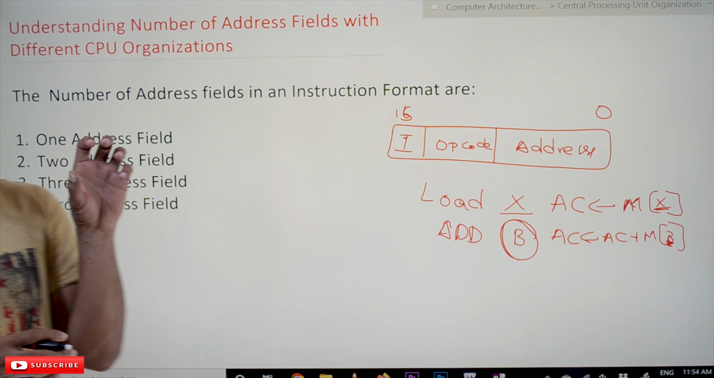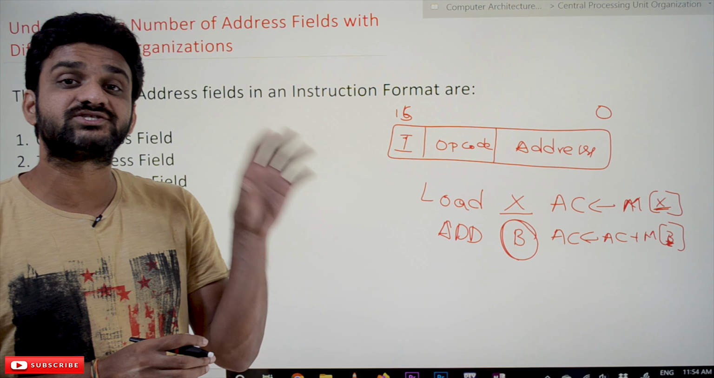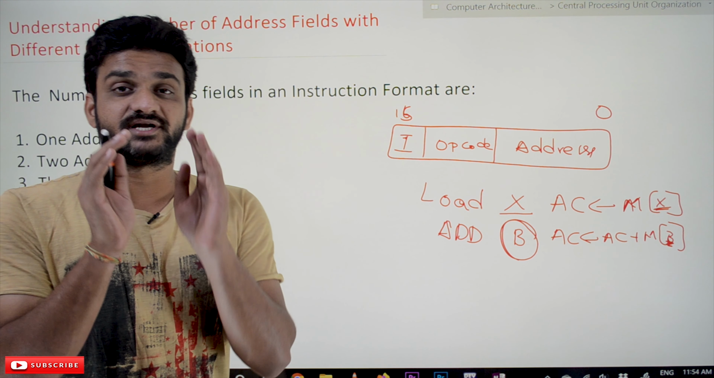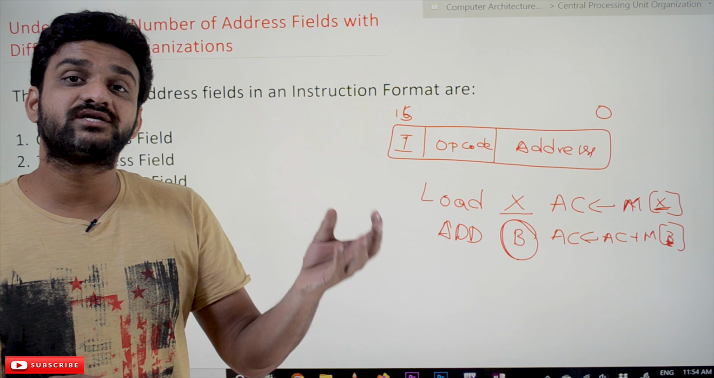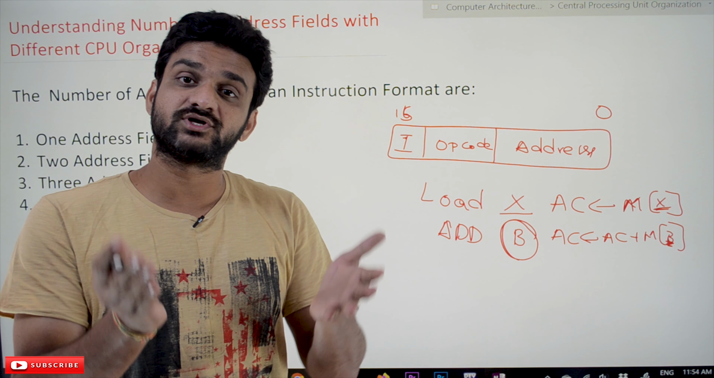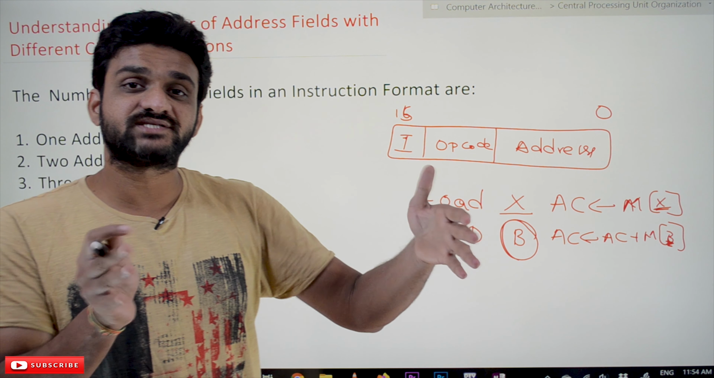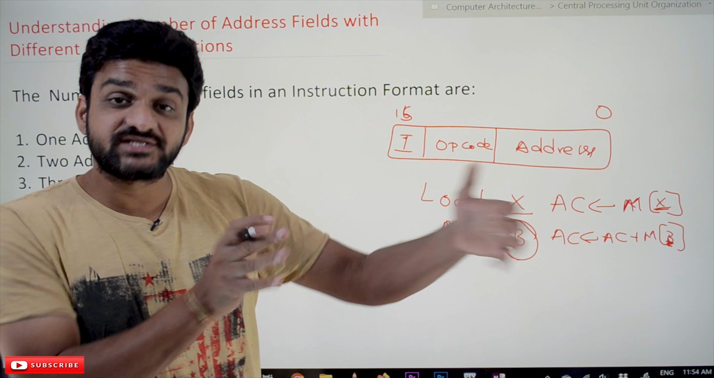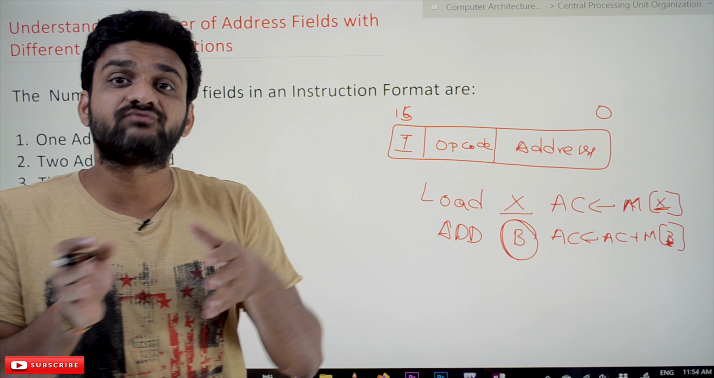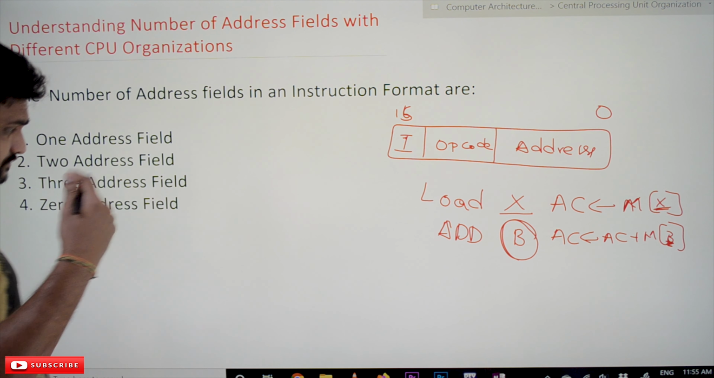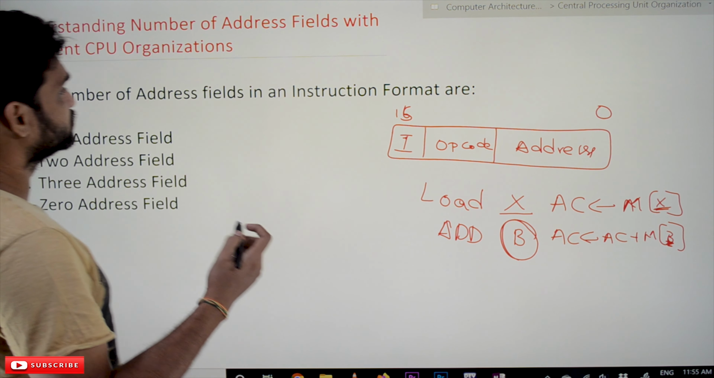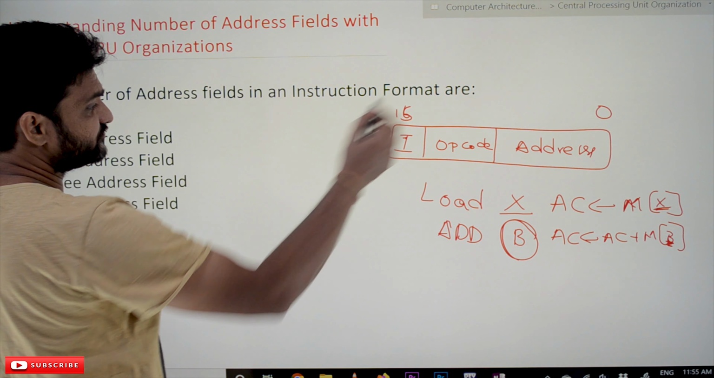Similarly, if you take a general register CPU organization, it will have two addresses or three addresses or both. It can have three address fields in some cases, and two address fields in some cases. Let's try to understand those instruction formats.